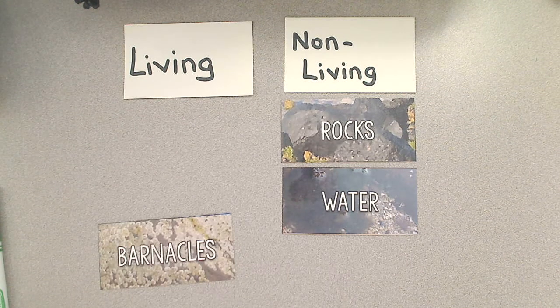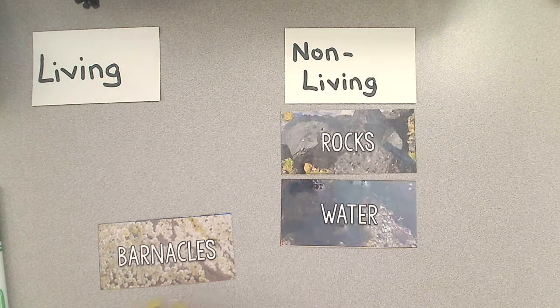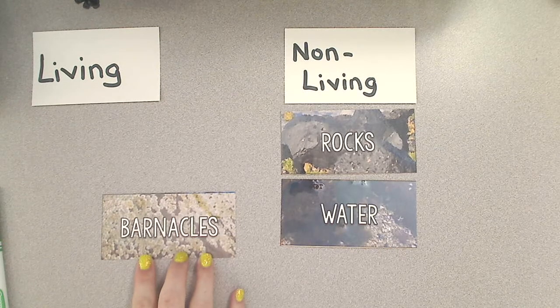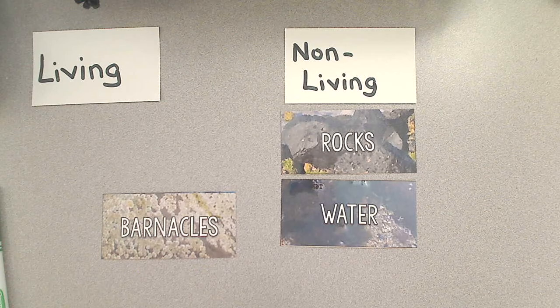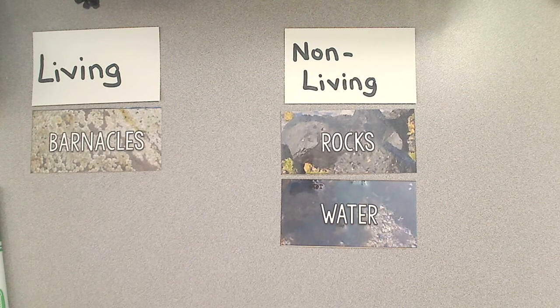Now we have barnacles. Barnacles are something that you will find in a tide pool. These are a type of tiny little organisms that build upon each other. They do respond to environmental stimulus. They do reproduce. They adapt and evolve. They grow, and they have to eat. Therefore, they are living.